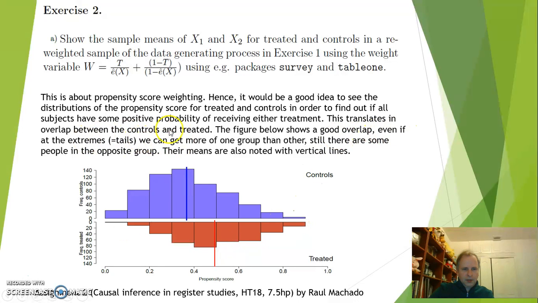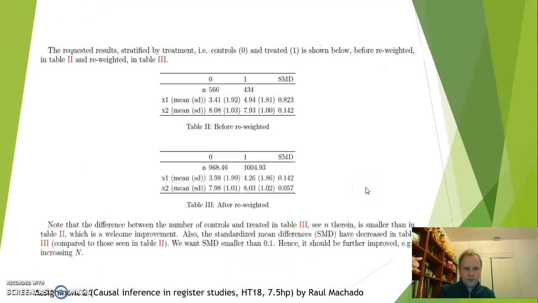Where there is a red, there is a blue. Even at the extremes, we can get more of one group than the other. For instance, we have more red than blue here, and more blue than red there. Still, there are some in the opposite group. You see, even in this region with more red, there are still some blue here. And notice that the mean here is a little bit higher than for the treated and the control. This is not asked in this problem, but I just pointed that out.